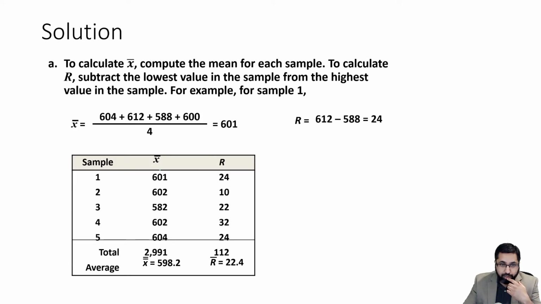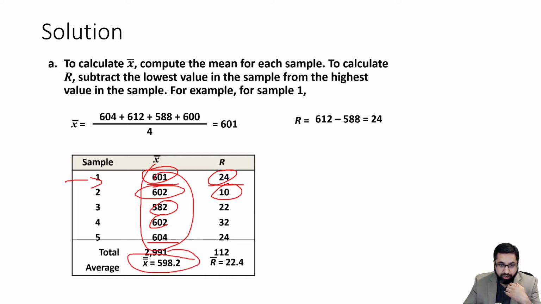So my X bar 1 is 601, R1 is 24, X bar 2 is 602, R2 is 10, and so on. For each sample, I compute my mean and range. Then I find the average of these averages, which is X bar bar, 598, and I find the average of these 5 ranges, which is R bar, 22.4. Remember, my sample size N equals 4.